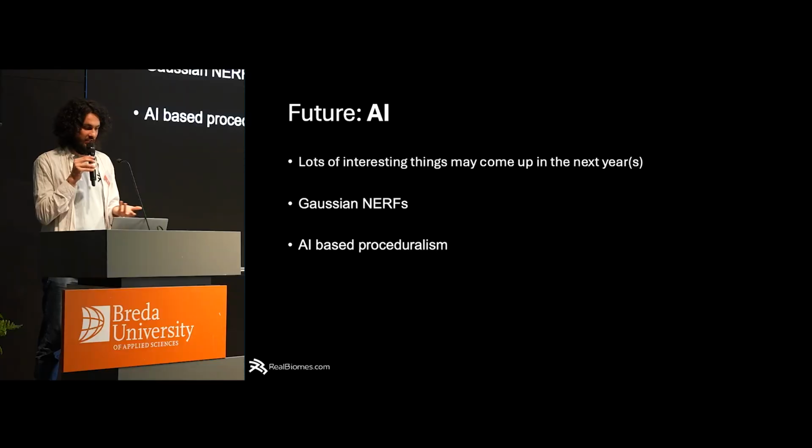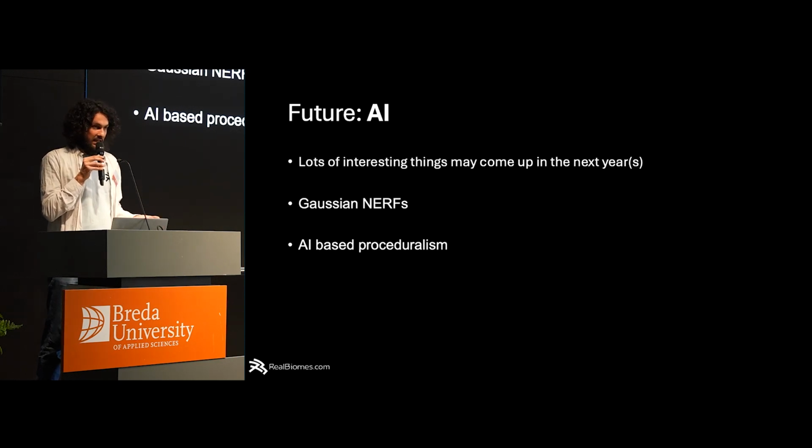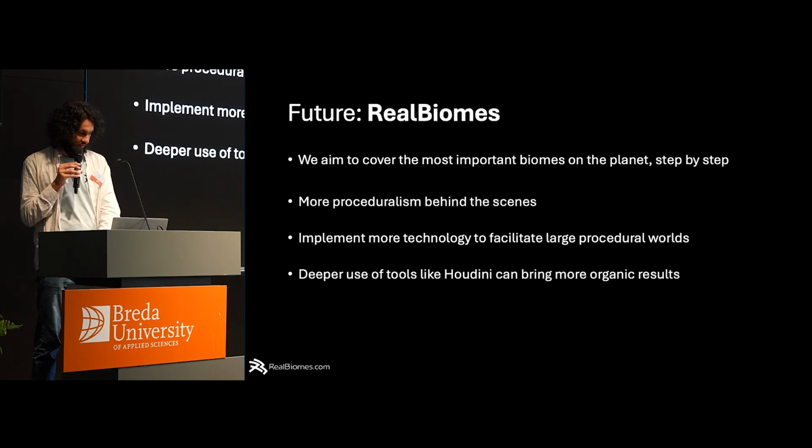AI develops extremely fast, like we just saw with the super cool presentation about AI text. And things like Gaussian nerves are happening, which for scanning, which we do extremely heavily, is also going to be very interesting where that will lead us. And yeah, so I'm very excited to see where things go.